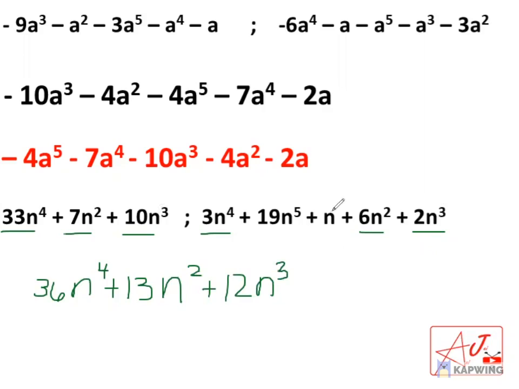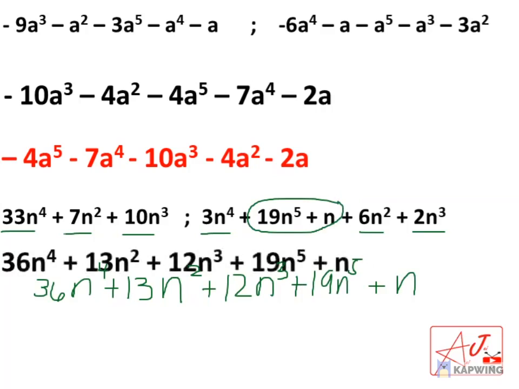Now, magpo-proceed na tayo doon sa dalawang walang kapareha. Gagawin natin, ikakopy natin o idudugtong natin sa dulo: 19n to the fifth power plus n. Pero hindi pa siya naka-order. So, for the meantime, ganito muna yung magiging answer natin: 36n to the fourth plus 13n squared plus 12n cubed plus 19n to the fifth plus n. Kagaya ng naging sagot natin.